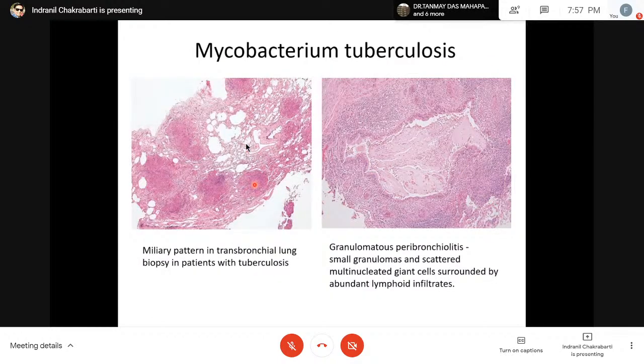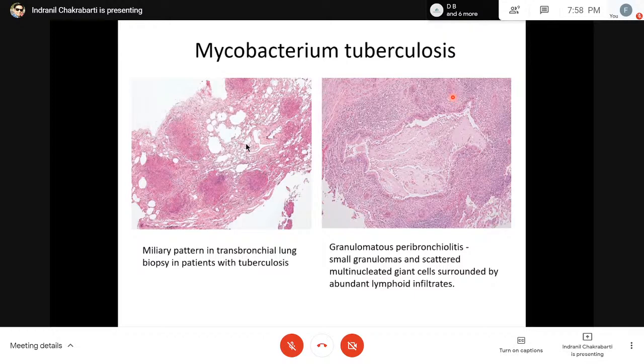Again, you can see this miliary pattern, multiple granulomas and Langhans giant cells in patients with tuberculosis. You can see these granulomas and giant cells around the bronchiole. So granulomatous peribronchiolitis, small granulomas and giant cells surrounded by abundant lymphocytes. So there are lymphoid follicles, lymphoid infiltrates along with these granulomas and giant cells.